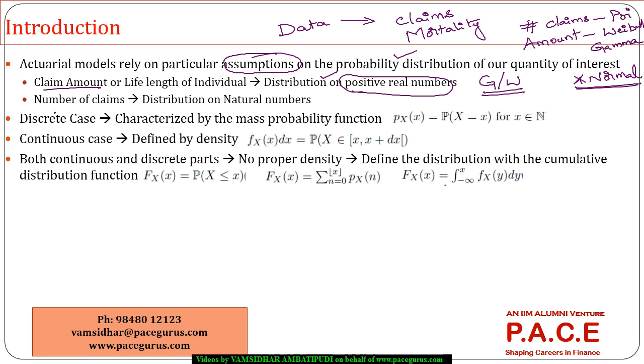numbers. Similarly, when I want to model the number of claims, I'll assume that it is some discrete kind of distribution where the values could be only natural numbers, only counting. I have one claim, two claims, three claims, not 1.23 claims. So for every model that we are creating in actuarial science, we are actually making some kind of assumption regarding the probability distribution of that particular variable.